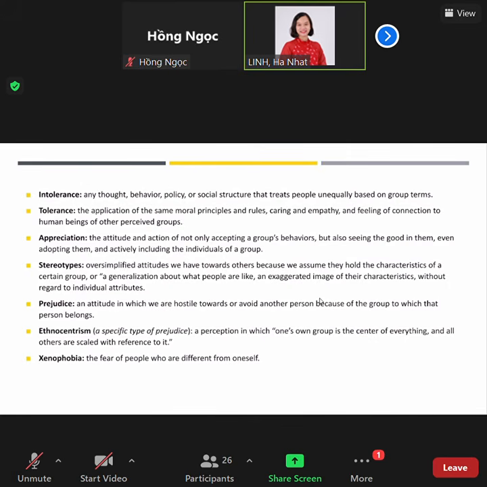So, ethnocentrism. This is a perception in which one's own group is the center of everything and all others are scaled with reference to it. And the last one, xenophobia, is the fear of people who are different from oneself. Okay.